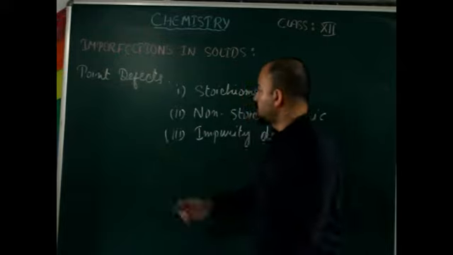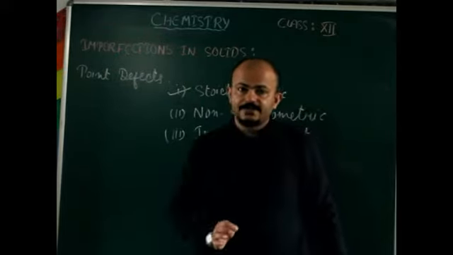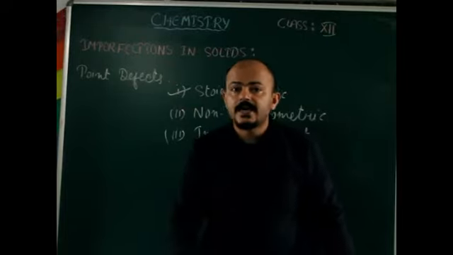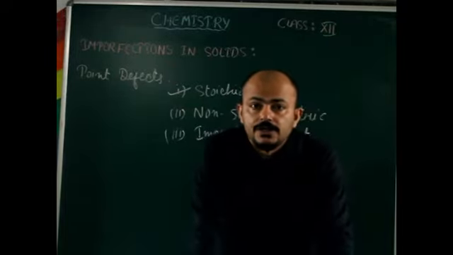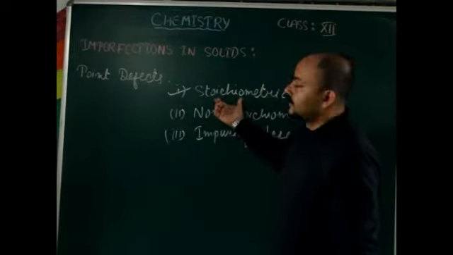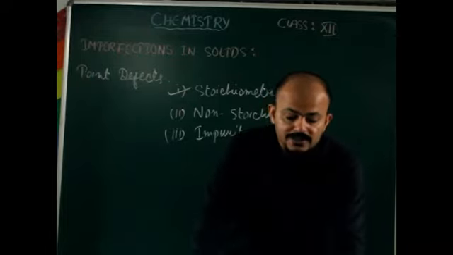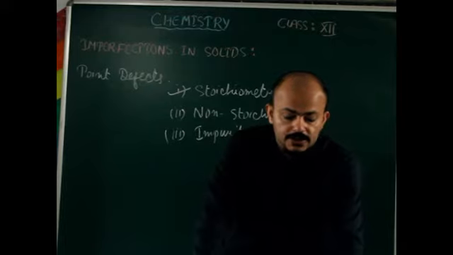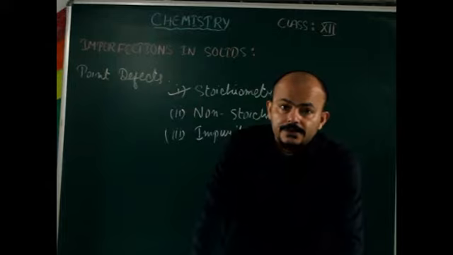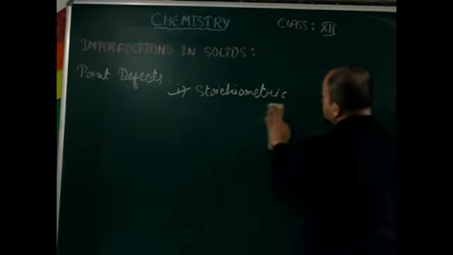Now we are going to discuss stoichiometric defect first. Whenever there is a defect in the crystal lattice and it does not affect the stoichiometry of the compound, those defects are known as what? Stoichiometric defect. So the point defect that does not disturb the stoichiometry of the compound is known as stoichiometric defect. Now there are two types of stoichiometric defect. Number one is vacancy defect. Number two is interstitial defect.